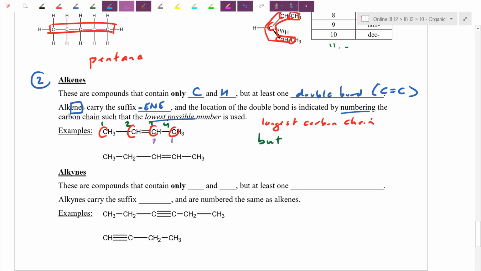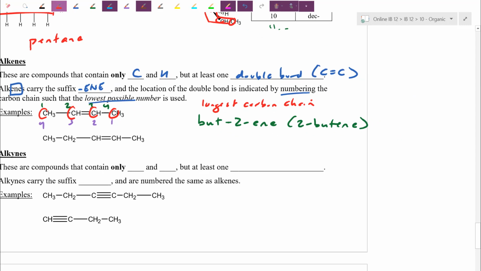Counting the other way similarly, 1, 2, 3, 4, the double bond also stretches between 2 and 3. I give you the lower of the two numbers. You'll either see this written as but-2-ene, which is the most common way, or you can see it written 2-butene as well. Basically, the 2 tells you where the double bond starts from. It stretches from 2 over to 3. I'll write that down for you here.